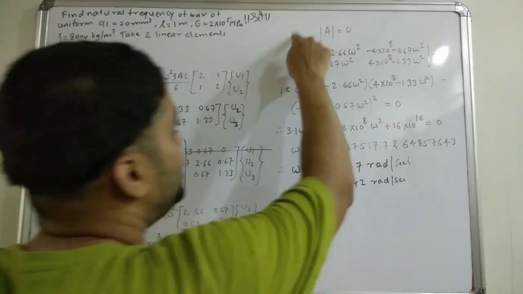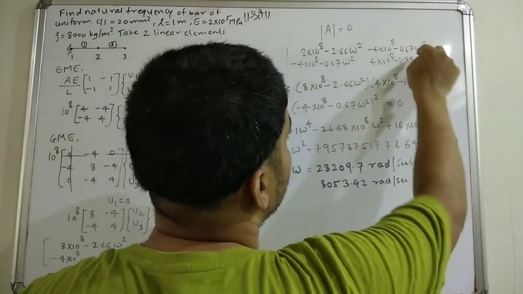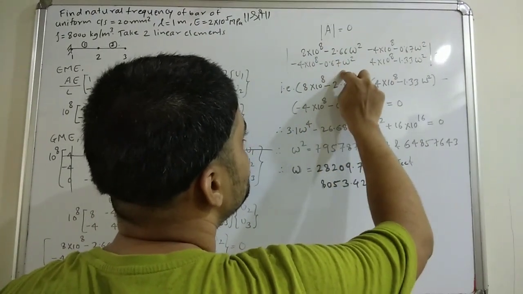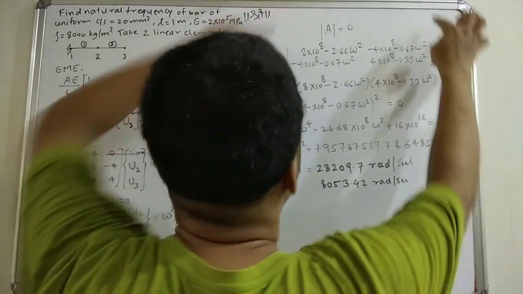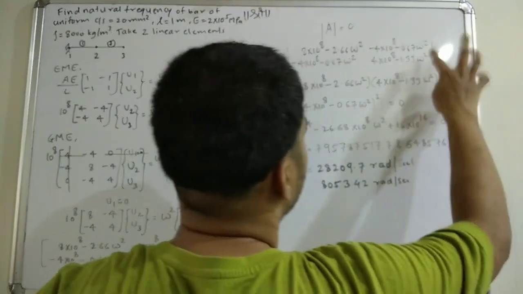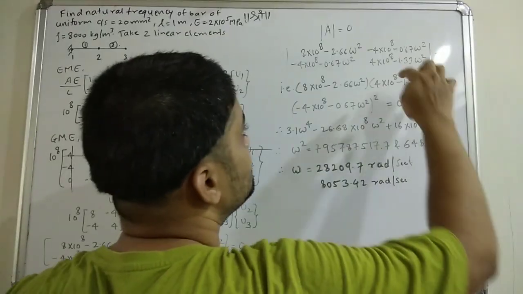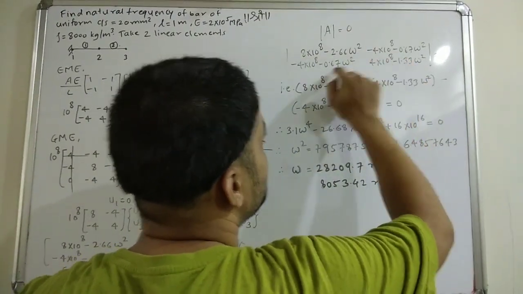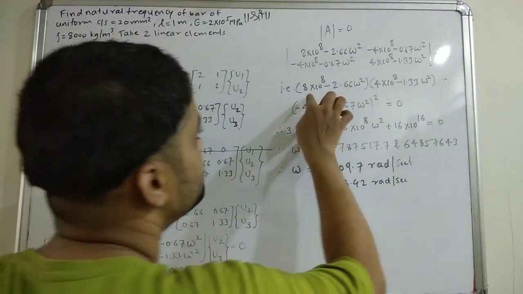So what I will do: 8 into 10 raised to 8 minus 2.66 omega square, minus 4 10 raised to 8 minus 0.67 omega square, minus 4 10 raised to 8 minus 0.67 omega square, and 4 10 raised to 8 minus 1.33 omega square. Determinant of the entire matrix equal to 0. So what is the determinant? The cross multiplication: this multiplied by this minus this multiplied by this equal to 0. That is what I have written over here.